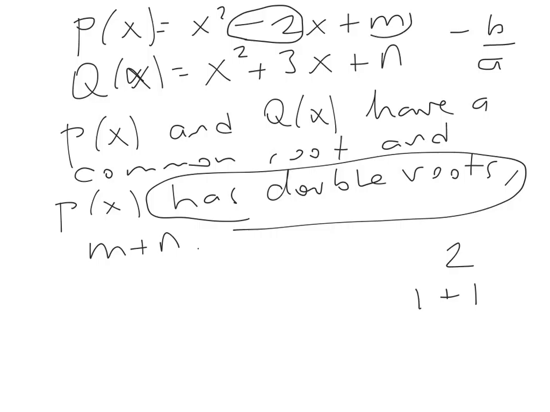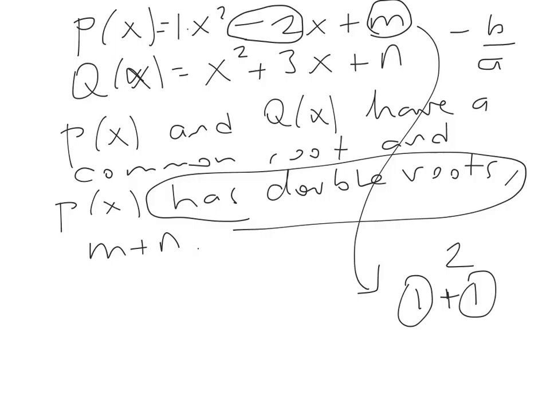So from this we can easily find m, because we know the roots are 1 and 1. So m must be, because let's remember, the product of the roots is c over a, m over 1, m. And we know the roots, 1 and 1, 1 times 1 is 1. So what is n?